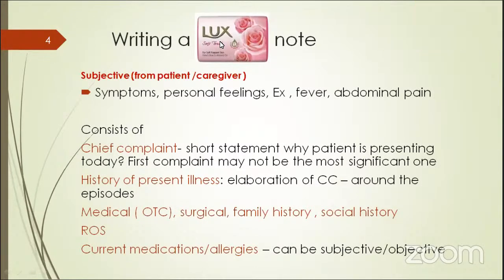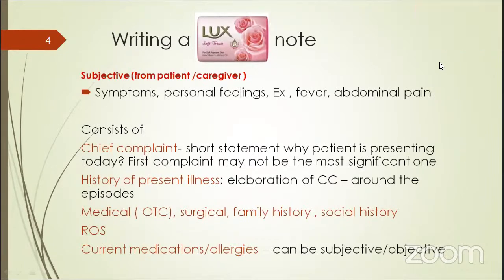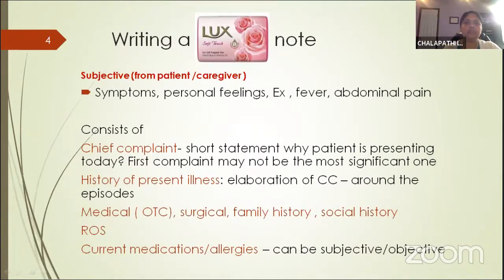Yes, ma'am. So after the chief complaint, we talk about the history of the present illness. It is not only what I'm feeling right now today, but how was I feeling the last few days? What happened? It's like a small story, an elaboration of the chief complaint. We also ask about the medical illnesses, the other comorbid conditions. We include the medication history. Also important is the over-the-counter medication, surgical, and family history.